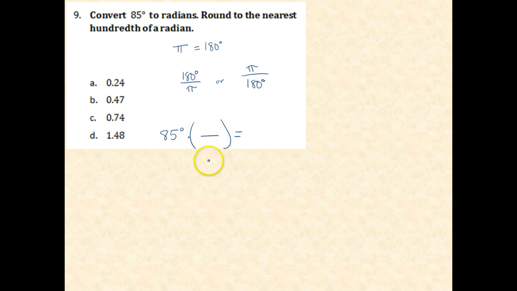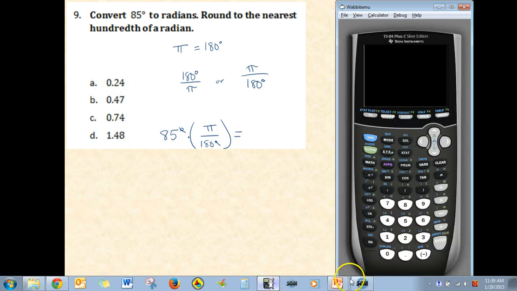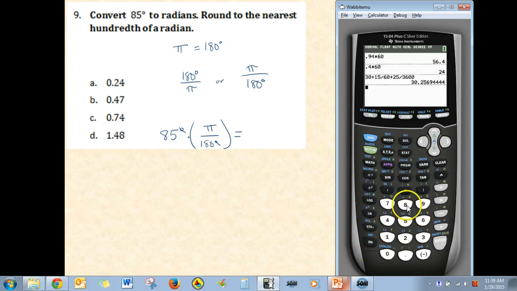one of these two guys is going to give us some number of radians. Now, I want to cancel out degrees and end up with radians. So that means I'm going to need degrees on the bottom, so that the degrees will cancel. So I just need to grab my calculator and ask it to do 85 times pi divided by 180. And I get 1.4835, and that rounds to 1.48.